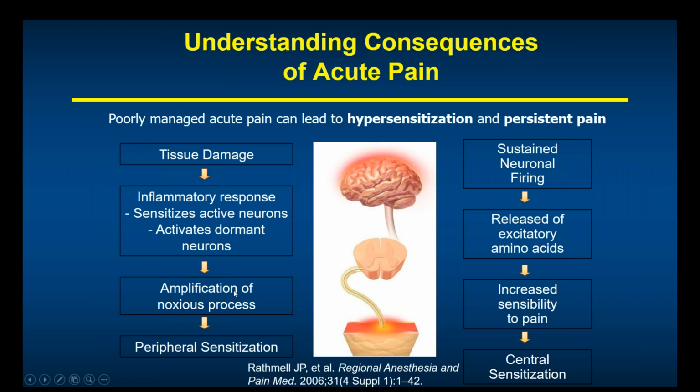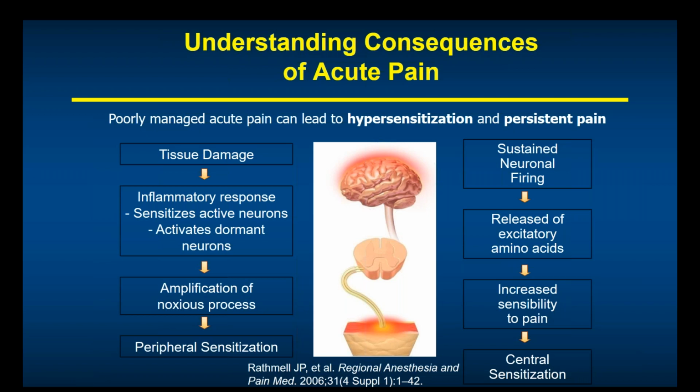There's an amplification of a noxious process in the periphery, and there's peripheral sensitization, where the peripheral nervous system is hyped up in terms of its activation for pain. Then there's sustained neuronal firing of C fibers, one of those fibers. And they fire and transmit impulses into the dorsal horn of the spinal cord, where there is chaos that occurs. There's a release of excitatory amino acids, and one of those excitatory amino acids is glutamate.